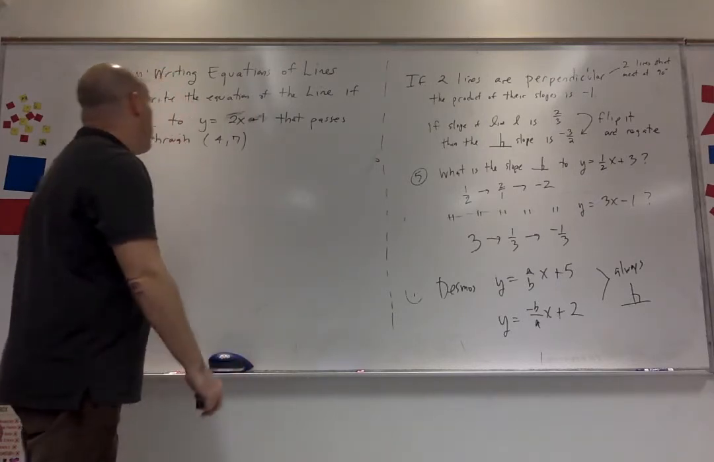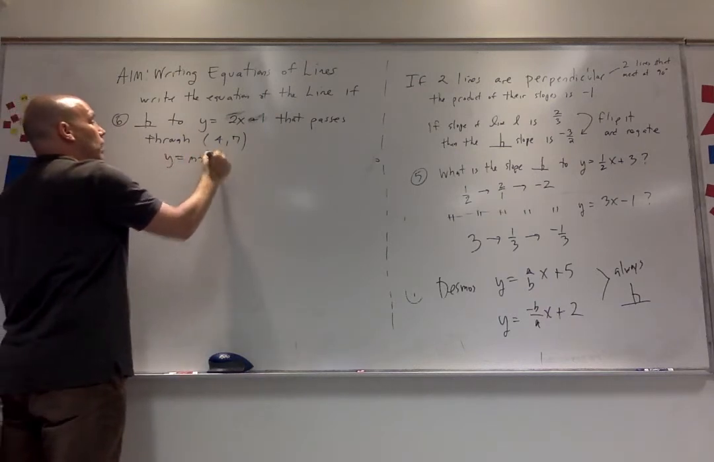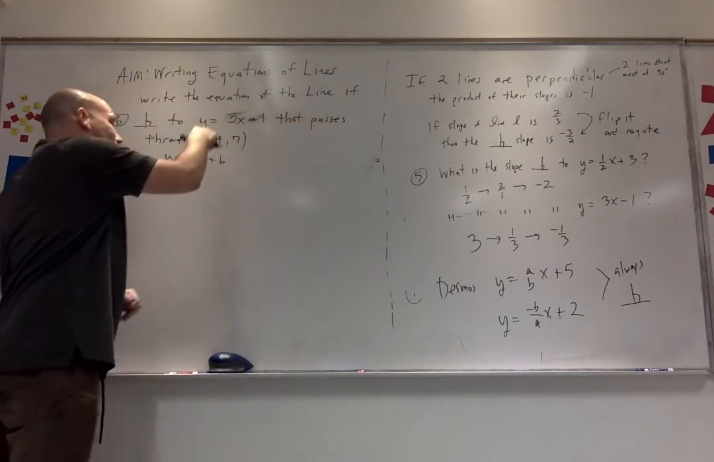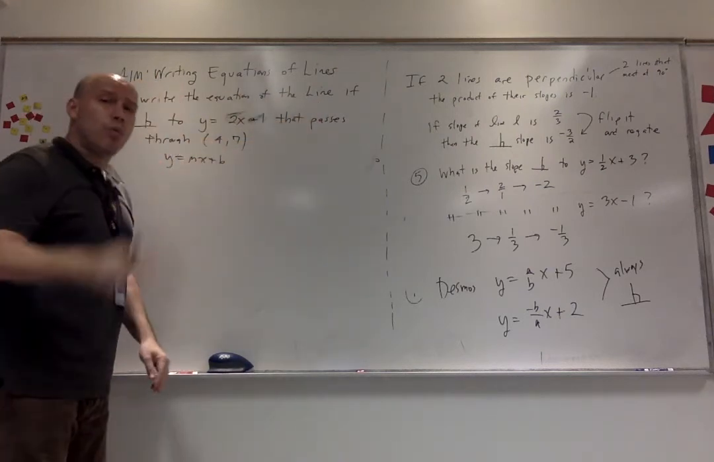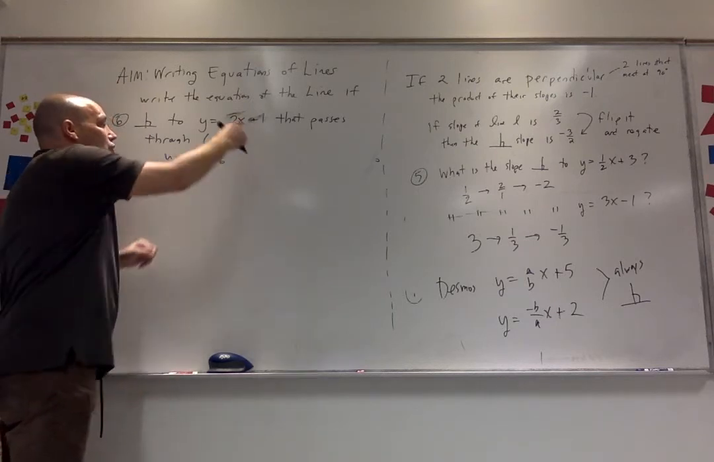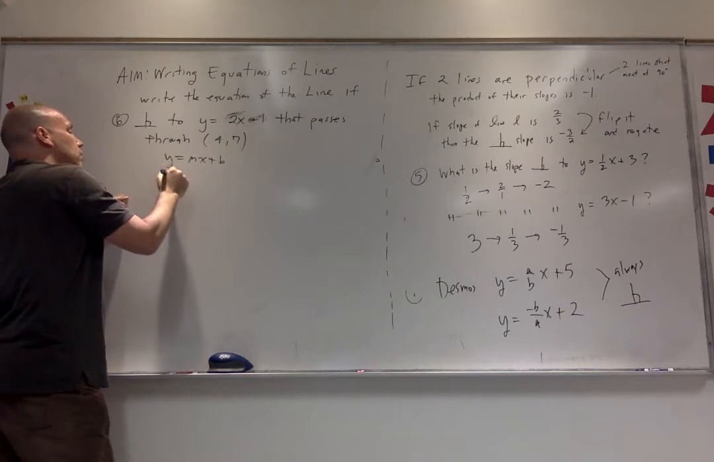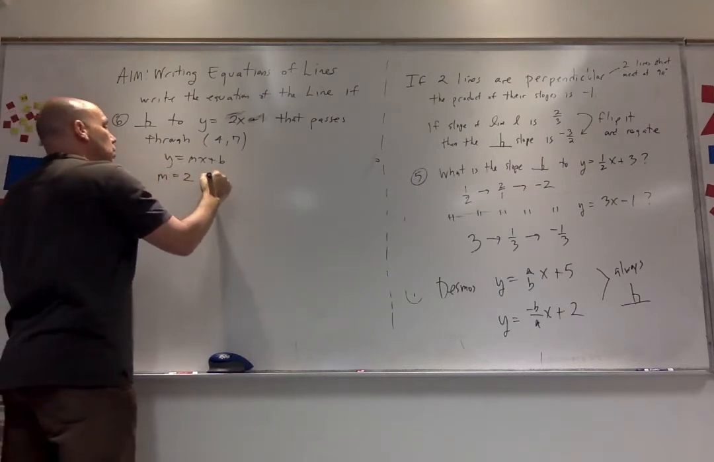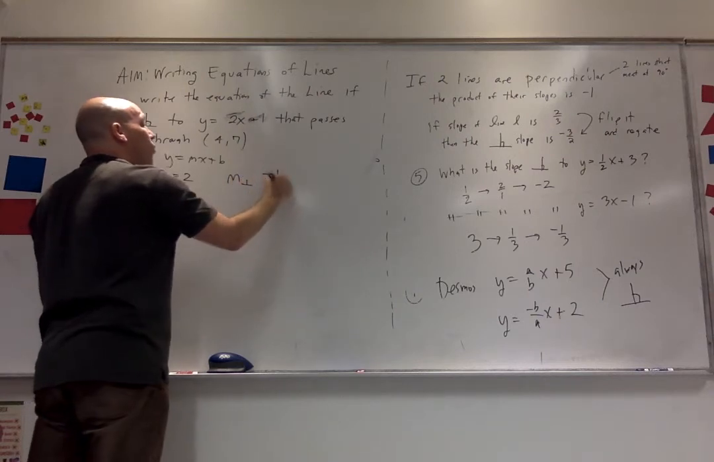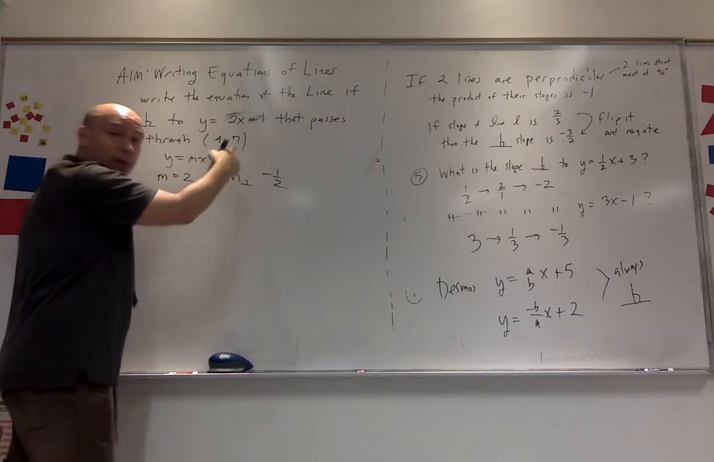Okay, so I know I have y equals mx + b. Always, once again, the second you write the equation of a line, get that down, just look at it, and say, what do I need? Okay, well, I have a point. Can I get a slope? Yeah. So the slope is 2, so that means the perpendicular slope is -1/2.